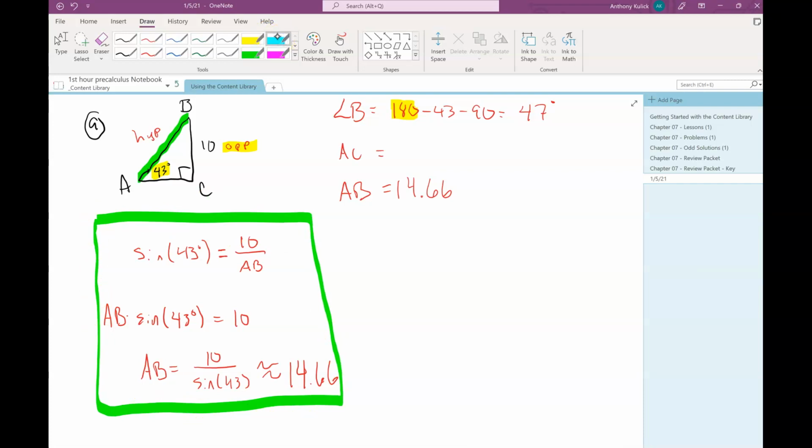Now let's find the other side, AC. How can I do that? So there's two feasible ways to do it. One way, I can use the Pythagorean theorem, since now I know two of the three sides. So I can do AC squared plus 10 squared is equal to 14.66 squared.